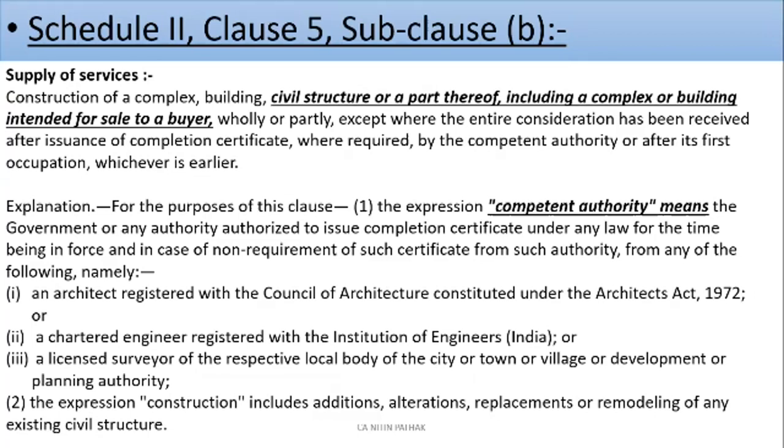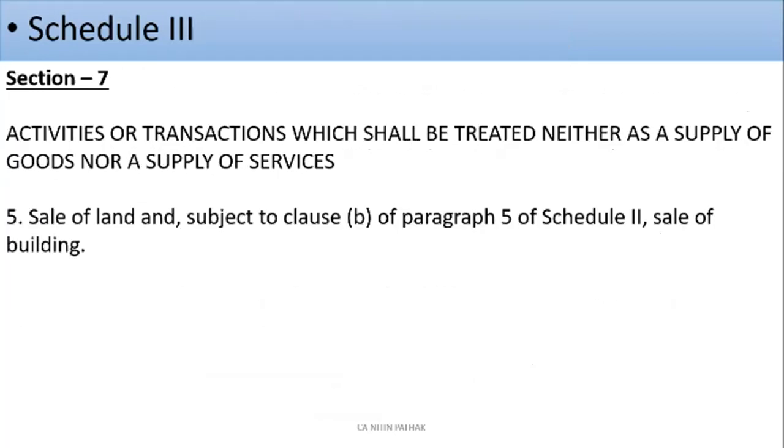So this definition is very important for supply of services. If all the money is received afterwards, after the whole completion of the project, then it will not be considered a supply of services and no GST will be payable on that. Schedule 3 lists activities or transactions which shall be treated neither as a supply of goods nor as a supply of services. For example, clause 5: sale of land, subject to clause B of paragraph 5 of Schedule 2, and sale of building will not be considered a supply of services and is not amenable to GST.